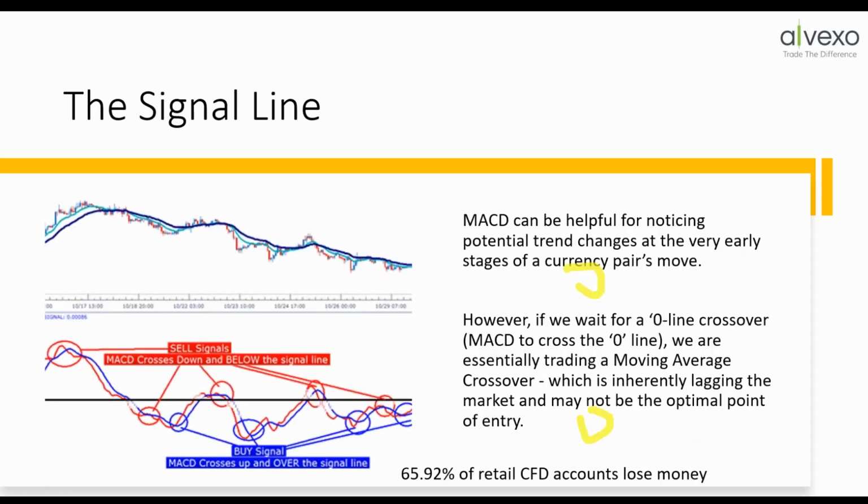So MACD can be helpful for noticing potential trend changes at the very early stages of the currency pair. However, if we wait for the zero line crossover, we are essentially trading a moving average crossover strategy. As I mentioned, if we're just looking for this crossover, all we're seeing is when the 12 and the 26 period crossed each other over. By applying the MACD trigger line, we've now changed the whole scenario and the whole concept, because we're no longer looking at the zero line for the MACD line, but we're looking at the crossovers from the MACD line and the MACD trigger line.